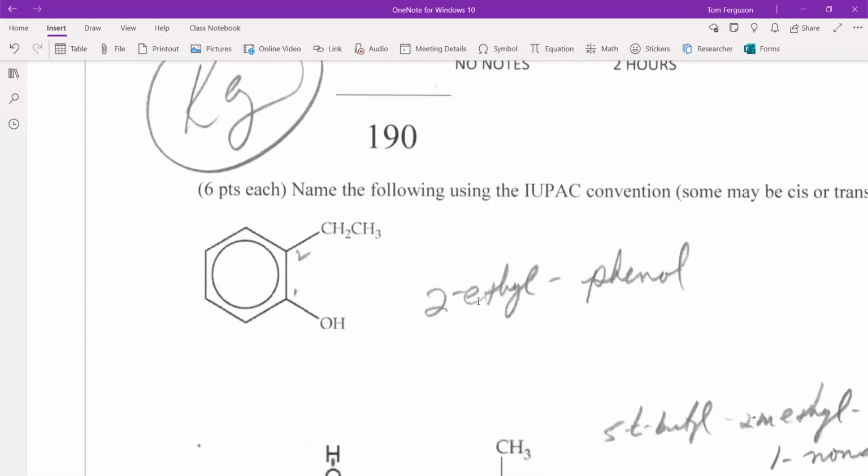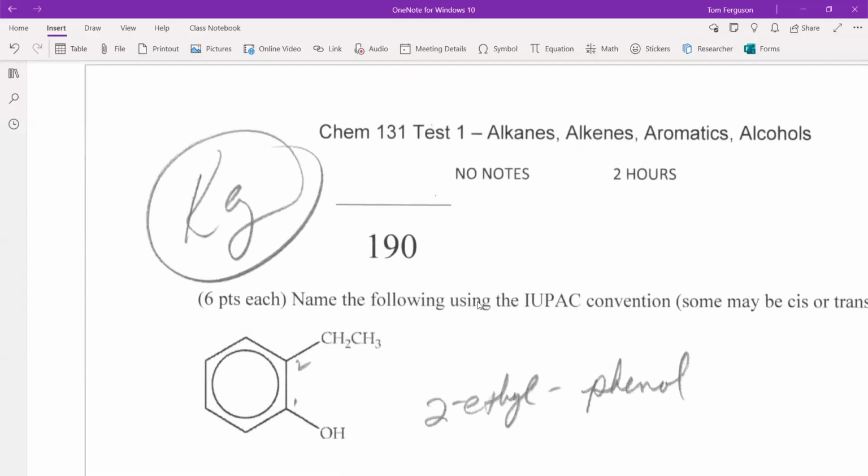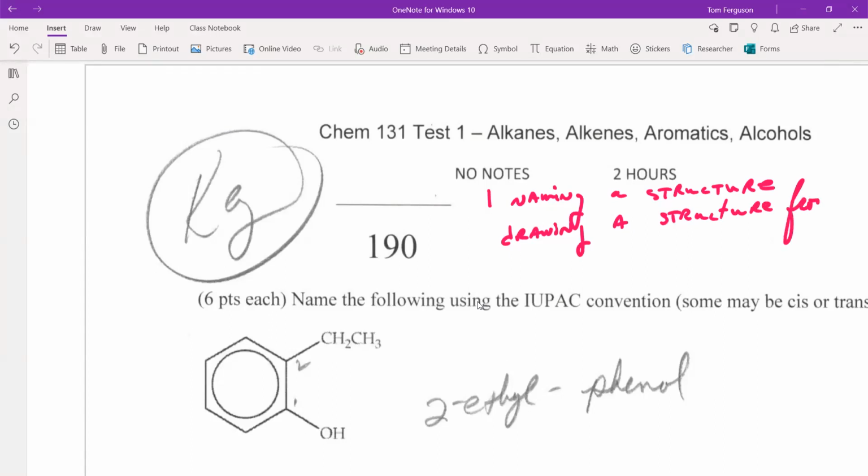There are 3 things that are going to be in every test. You'd be going both ways. You'd be naming a structure and you'd be drawing a structure from a name. Every test.